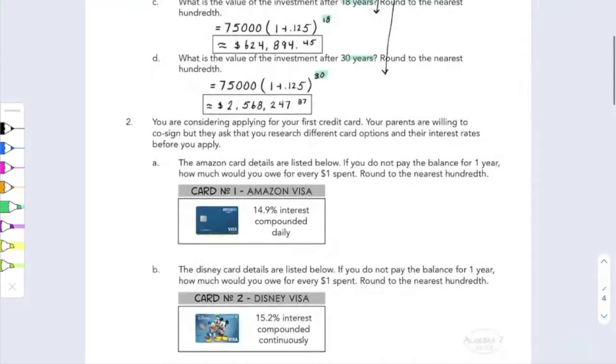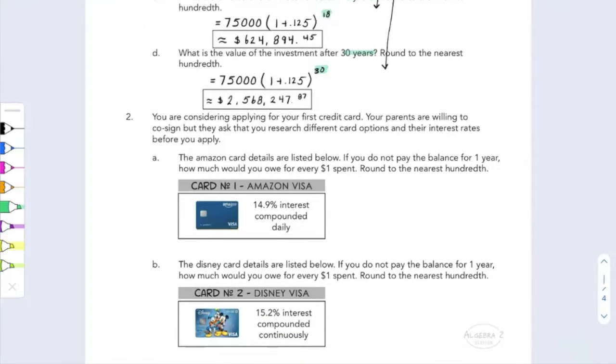Okay. Number 2. Yeah, I think we'll go over number 2. I think that one is important for Friday as well.